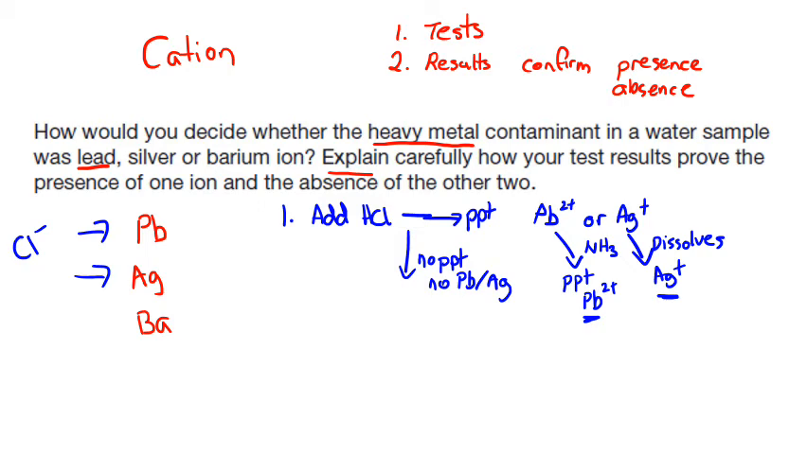Okay, now if there's no precipitate, even if there is a precipitate, I would filter it and I would do this next test anyway. Okay, so the next test to test for barium is to add some sulfate. And if I get a precipitate, then it's most likely barium. So that's what I would do. So this here would be my second test, this here would be my third test.